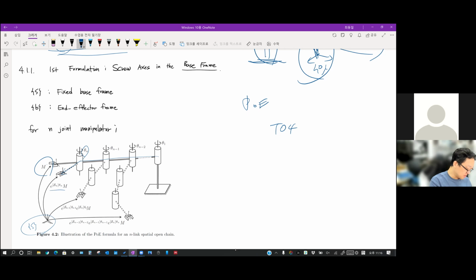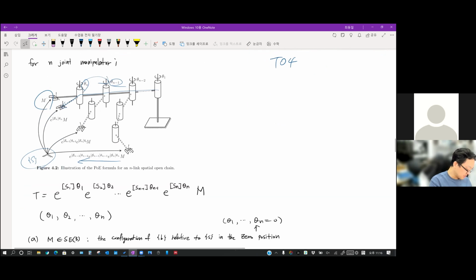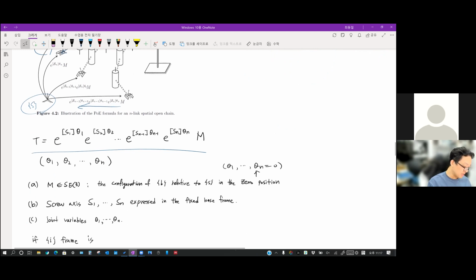And with n-1 rotation, there is n-1 rotation, it becomes like this. And these things become multiplied this way, and it becomes like this. So if we generalize to N joints, it can be written like this.